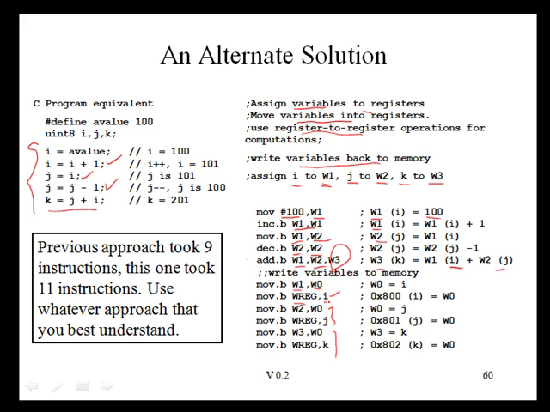At this point, the memory locations I, J, and K contain the values that they did with our previous approach. The previous approach only took 9 instructions, while this one took 11. As mentioned previously, we will never grade you for efficiency of your assembly language. Simply use whatever approach that you best understand.